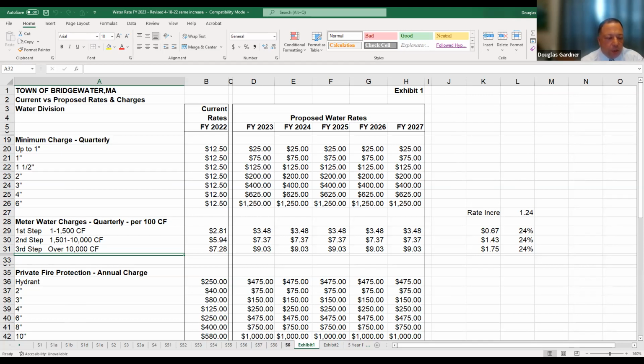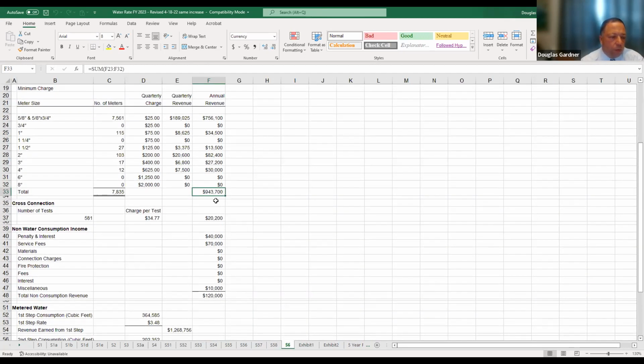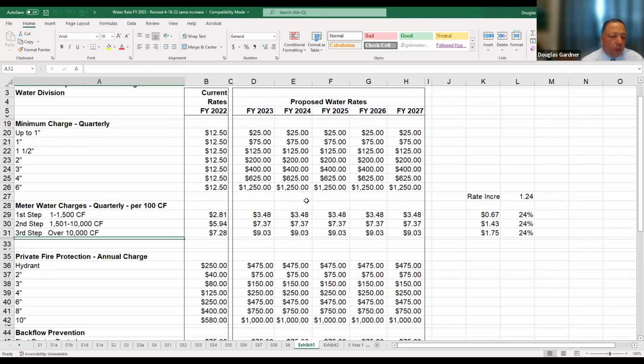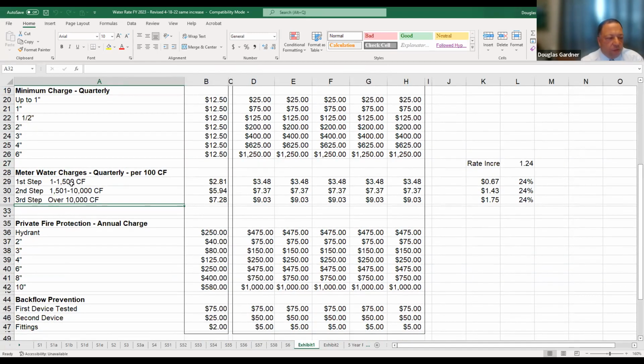These charges here are going to generate $943,700 of your revenue. This is fixed income, so guaranteed revenue. Now, the 3-step rate, again, 1 to 1,500, and 1,501 to 10,000, and then anything over 10,000. Your first step rate is at $2.81. We're recommending that increase to $3.48. It's a 67-cent increase per 100 cubic feet, which works out to be about 24%. So we're recommending a 24% increase to the step rates across the board.